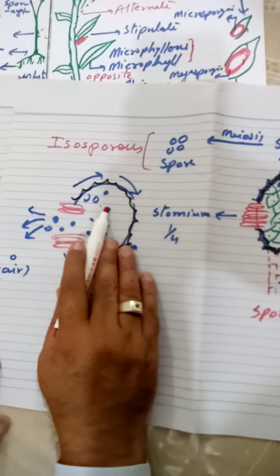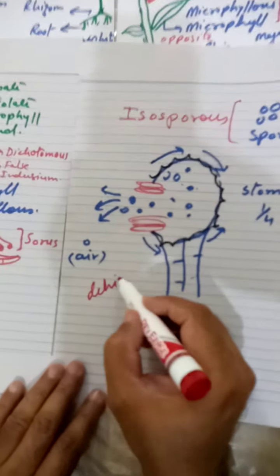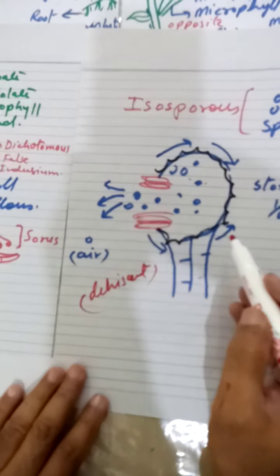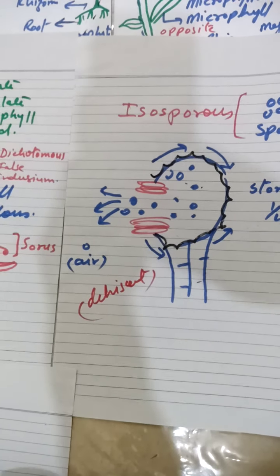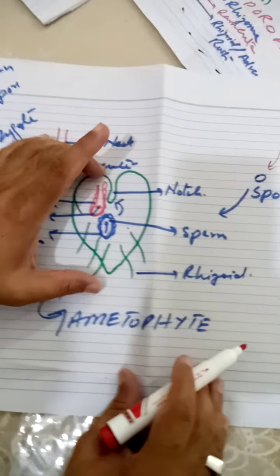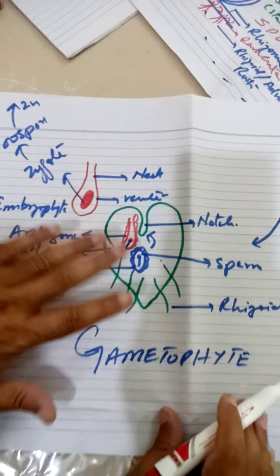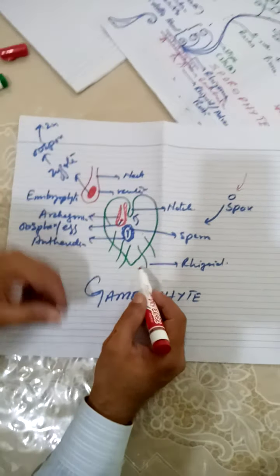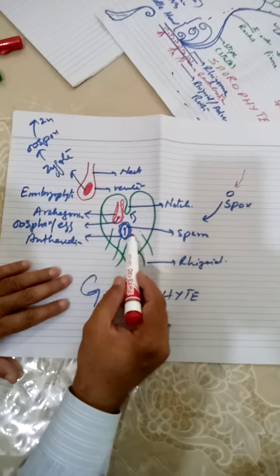When it becomes mature, in dryness, it undergoes dehiscence. Due to contraction of the annulus, the stomium breaks and the spores are dispersed. It is isosporous. In moist conditions, the spore germinates into the gametophyte, just a cushion-like structure 1 to 2 centimeters long. The gametophyte is a thallus, like a thallophyte. The rhizoids appear on the lower surface.